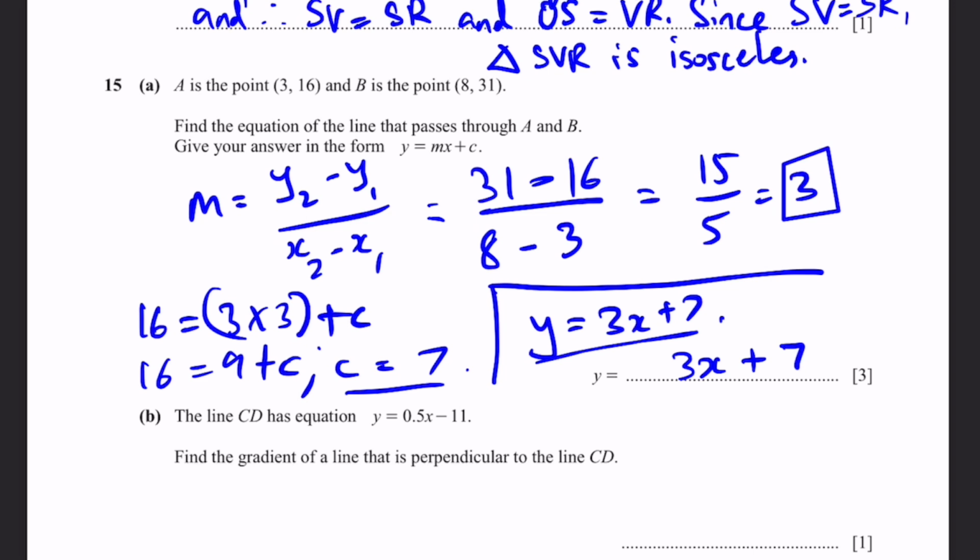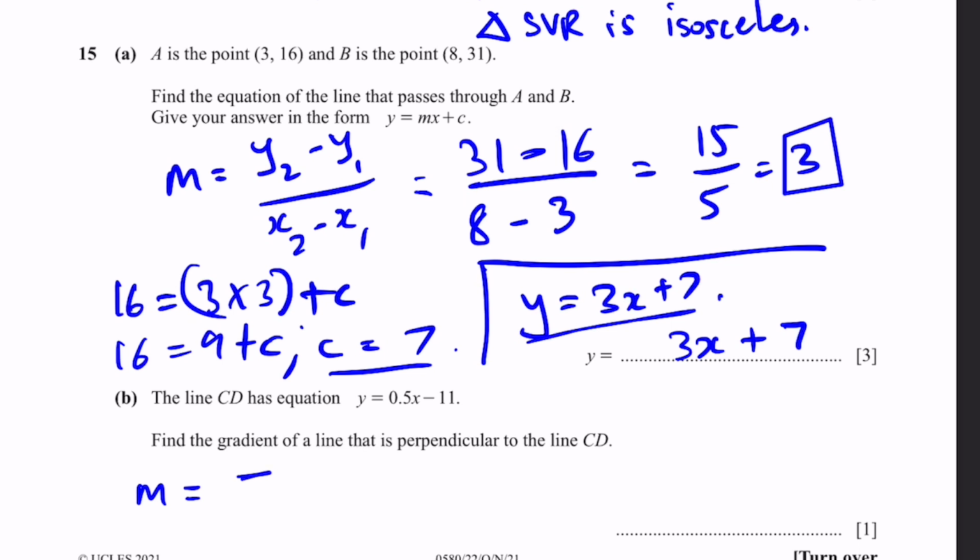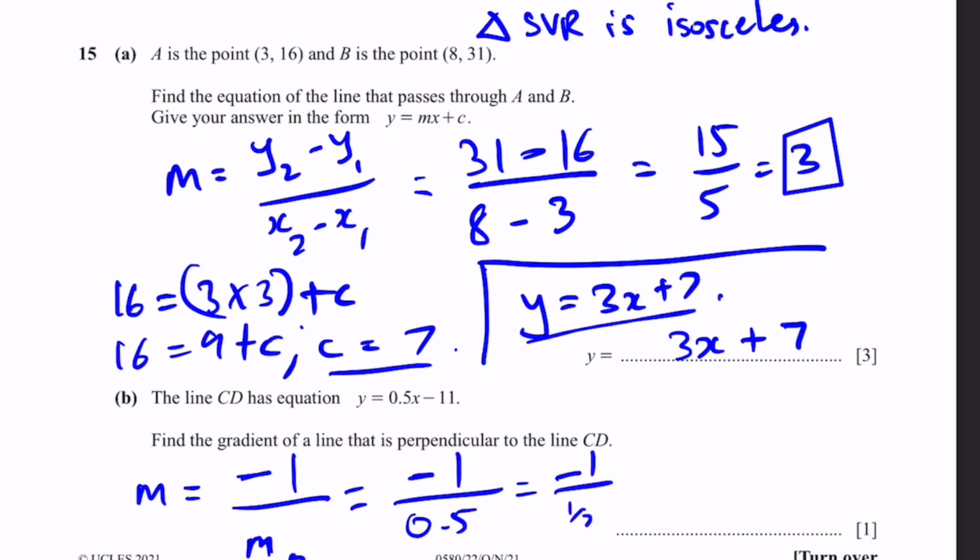B. The line CD has the equation y equals 0.5x minus 11. Find the gradient, only the gradient, of a line that's perpendicular to the line CD. Well, the gradient of any line which is perpendicular to another line, let's say the m of that line, will be minus 1 by m0, or the gradient of the first line, in this case 0.5. So we can substitute that, minus 1 by 0.5, which is equal to minus 1 by 1 by 2, minus 2. That's the answer.